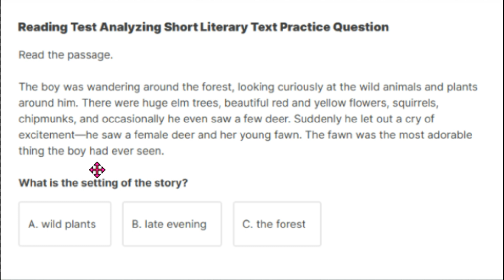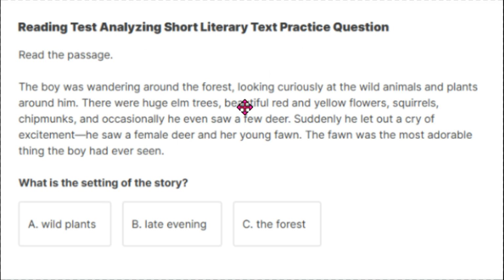Reading that again, I don't see anything that indicates what time the setting is. It doesn't tell me it's early. It doesn't tell me it's late. It doesn't mention anything even about where the sun was in the sky. So even though late evening is a possible answer for a setting, it's not based on this passage.